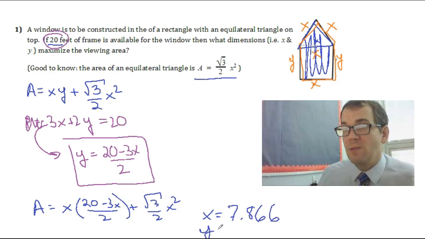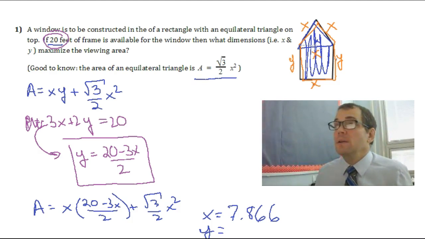Which means the y value is going to equal whatever 20 minus 3 times this value divided by 2 equals. Good luck.